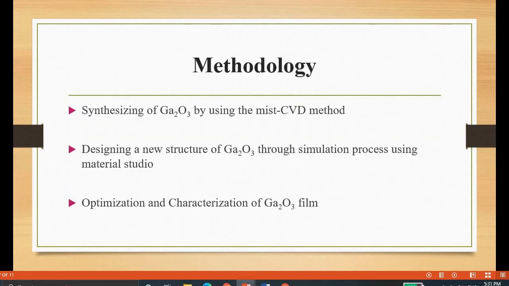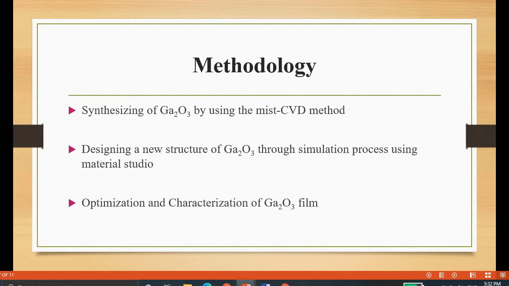And now comes the research methodology. I have three stages for my research methodology. The first stage is synthesizing gallium oxide by using the mist-CVD method. This needs deciding on parameters such as temperature and flow rate of the gases during the experiment. Another condition that I need to consider is characterizing different implant parameters of the sapphire substrate.